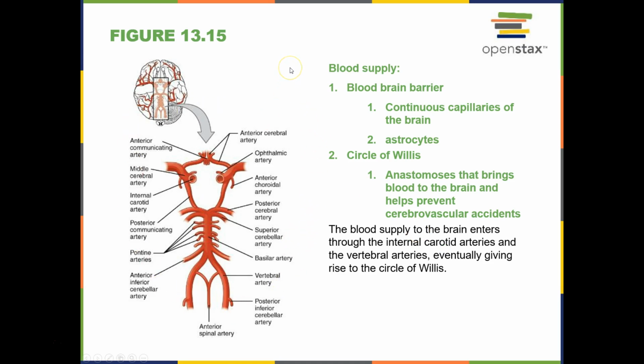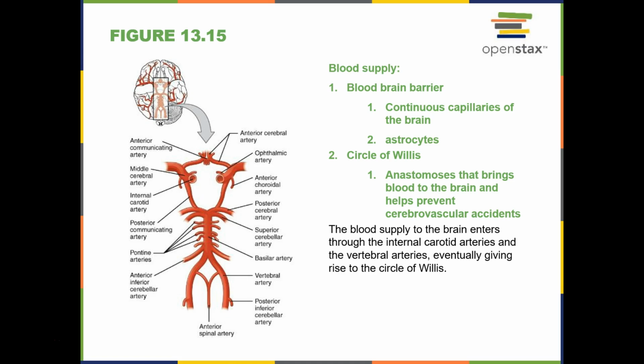So the blood supply to the brain and spinal cord, well, to the brain mainly is what I'm going to look at. The brain needs to have a continuous blood supply. We have a very protective blood-brain barrier that protects the brain from any potential damaging or pathogenic agents. And the blood-brain barrier consists of the continuous capillaries that are super tight, as well as astrocytes that wrap around the neurons and keep materials from getting in.